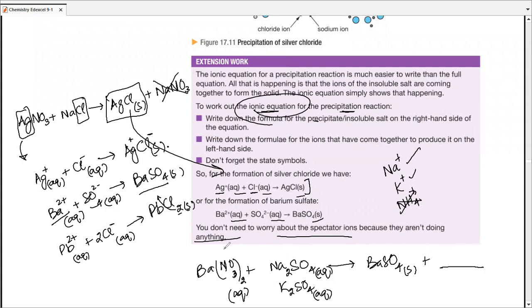Since you took sodium over here and nitrate over here, every single time you're going to wind up with sodium nitrate aqueous over here. If you're taking potassium over here and nitrate over here, you're going to wind up with potassium nitrate over here.